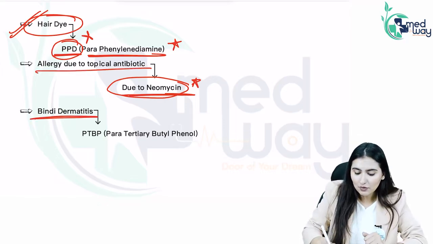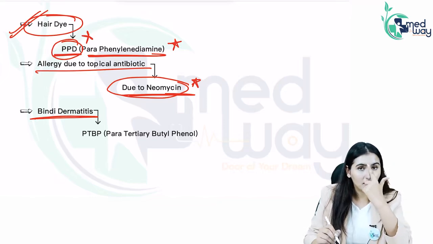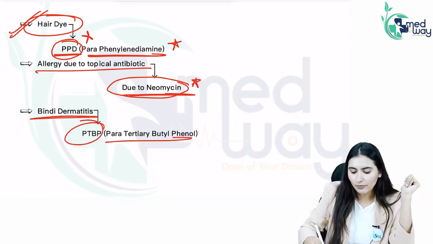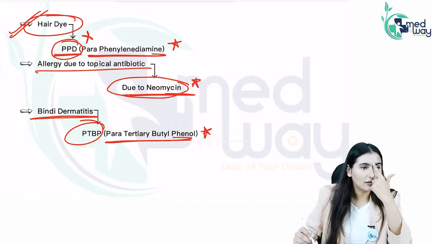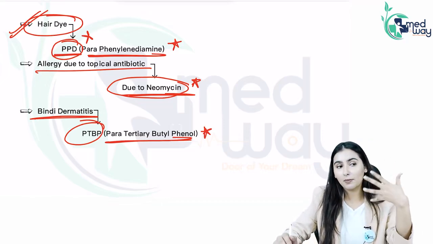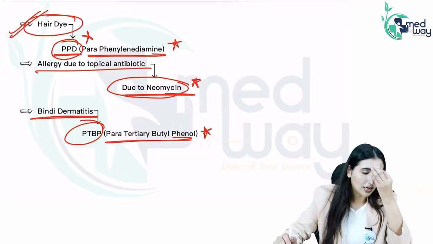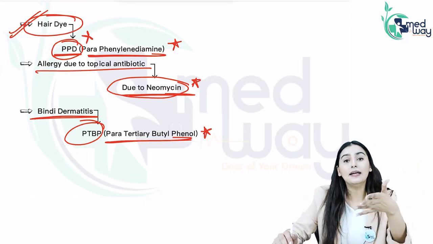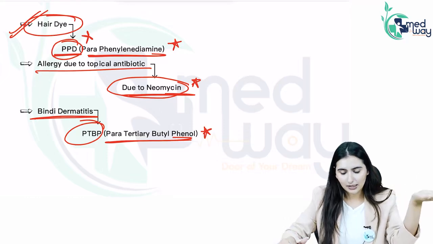Sometimes what happens, a patient applies a bindi over here, and because of that constant bindi, they develop irritation to the glue. The irritation is due to paratertiary butyl phenol. The glue keeps irritating them, but it is a family tradition. They are married and they cannot remove the bindi. Ultimately, they have either a very big red plaque here, or sometimes they completely have loss of pigmentation here. That is bindi dermatitis.